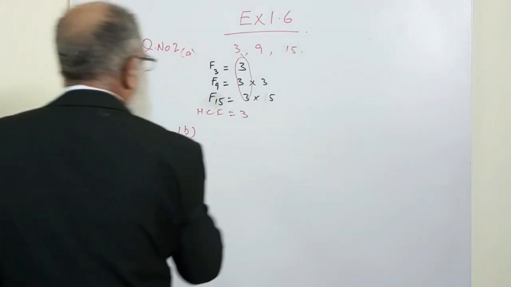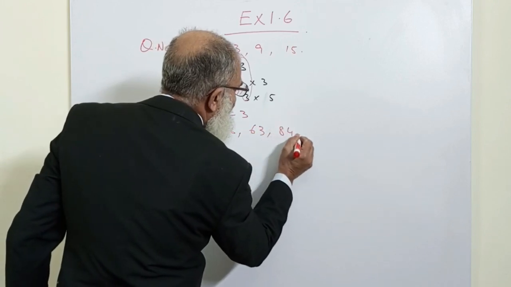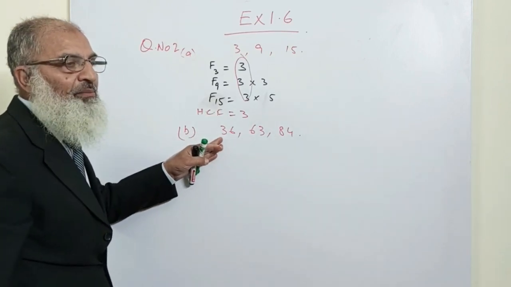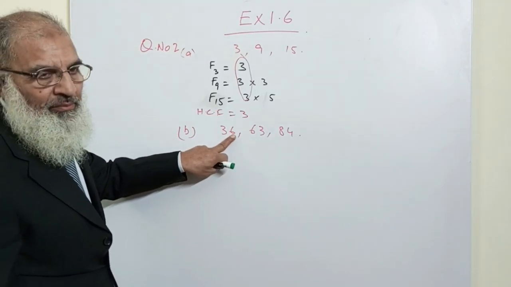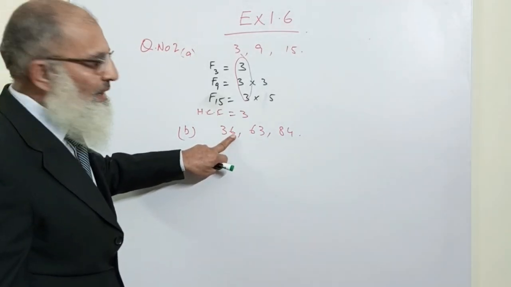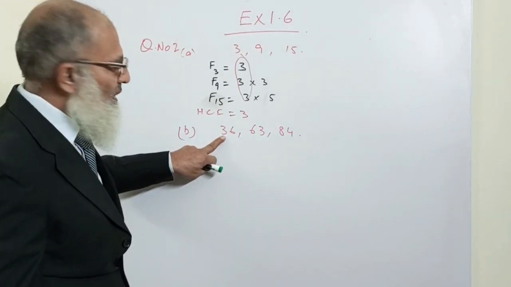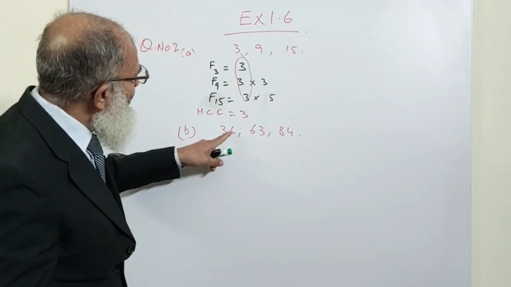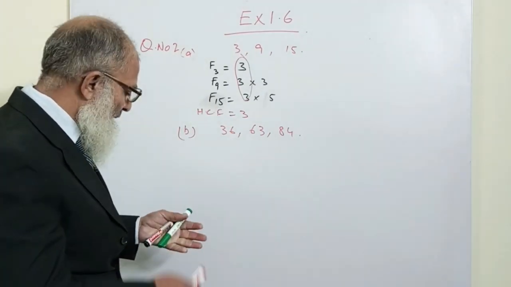It is 36, 63 and 84. Going to the test of divisibility, we can see that this number is divisible by 2 and 3 as well. For 2, the test of divisibility is that it ends in an even number, and for 3, the test is to add both the digits. I get 9, and 9 is divisible by 3, so this is divisible by 3.